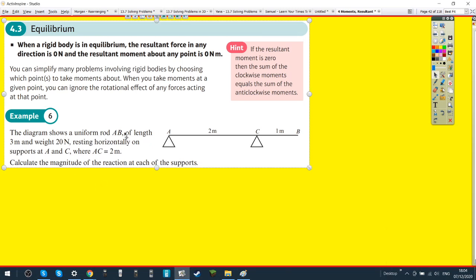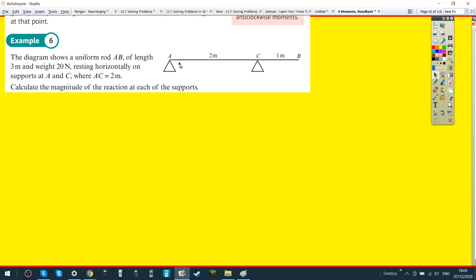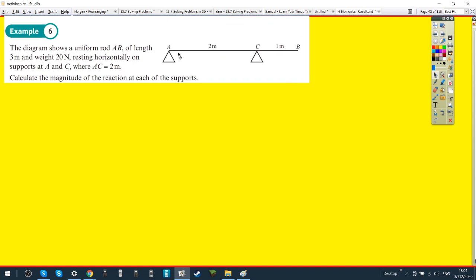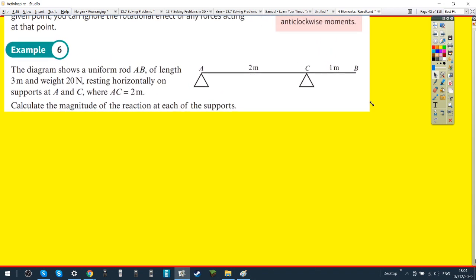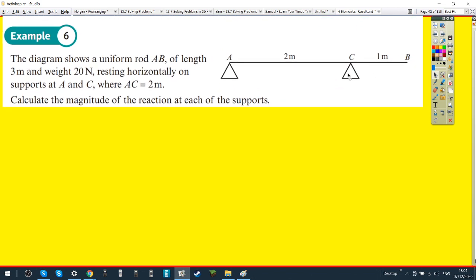Let's see, this one. We are told to calculate the magnitude of the reactions at each of the supports. Any idea how we do this one?